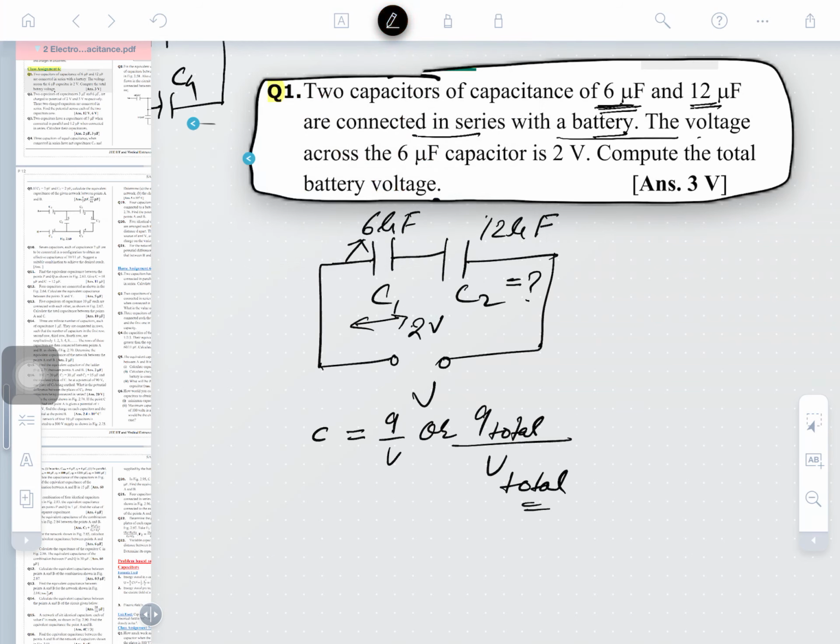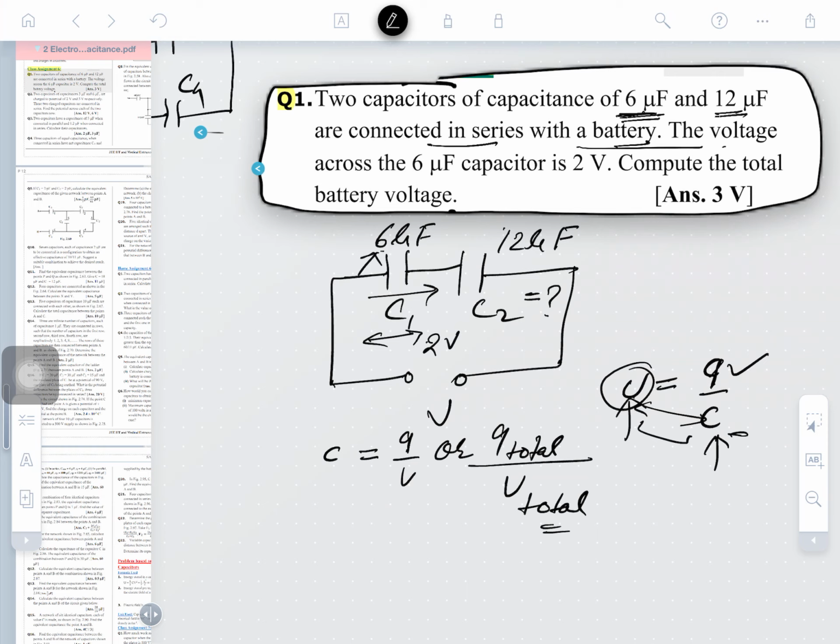It's very simple. You may see V is equal to Q by C. Since they are in series, the same charge will pass through, so potential and capacitance are reciprocal. It means double the voltage, half the capacitance; 3 times the voltage, 1/3 the capacitance. Here, its capacitance is 6, its voltage is 2. Its capacitance is 12, meaning what is the relationship? Double. So this will be half.